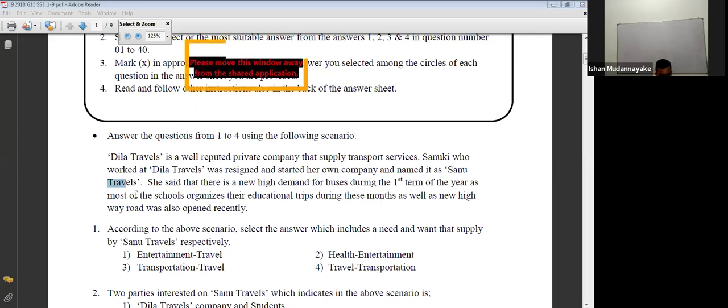Okay, right. And then she said that there's a new high demand for buses during the first term of the year as most of the schools organize their educational trips during these months, as well as a new highway road was also opened recently. Right, Sanu started the traveling business, Sanu Travels. Question number 1.